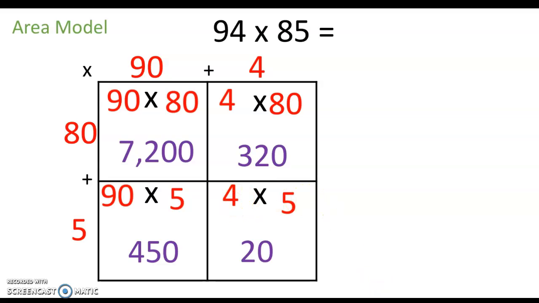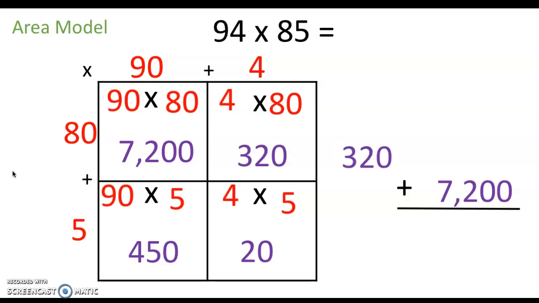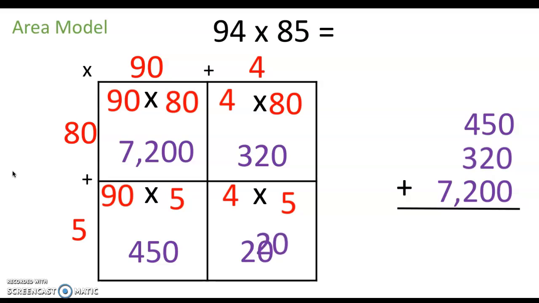Now that we have all of those partial answers or pieces of our answer, what do we need to do with those purple numbers? Yes, let's add them together. I like to start off with my numbers that have the biggest place values first. That way it just keeps it a little more organized. So I will take my 7,200 on over. Then I will take 320 over. Then I will take 450. Then I will take 20.